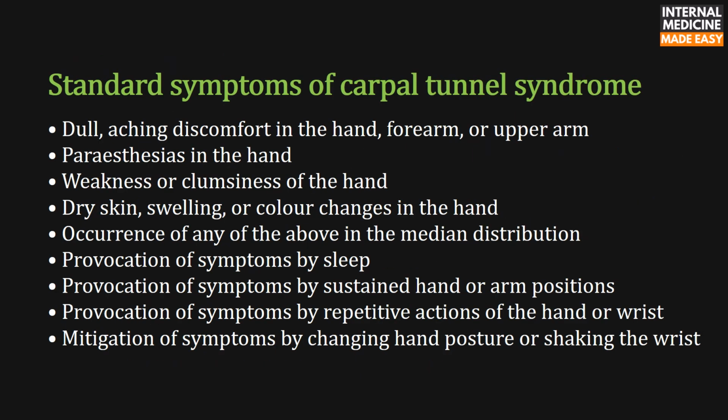Standard symptoms of carpal tunnel syndrome include dull aching discomfort in the hand, forearm, or upper arm, paresthesias in the hand, weakness or clumsiness of the hand, dry skin, swelling or color changes in the hand, occurrence of any of the above in the median distribution, provocation of symptoms by sleep, provocation of symptoms by sustained hand or arm positions, provocation of symptoms by repetitive actions of the hand or wrist, mitigation of symptoms by changing hand posture or shaking the wrist.